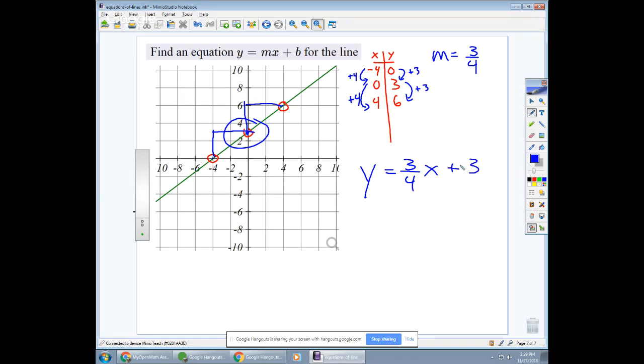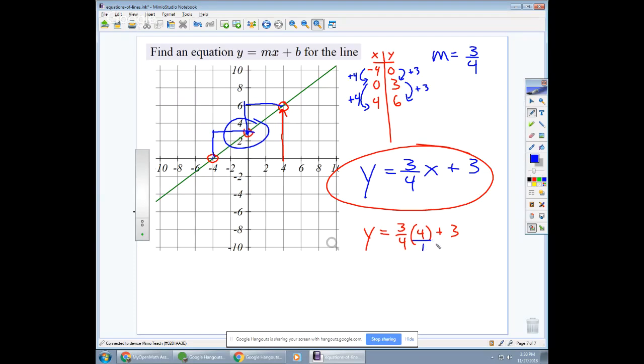Check, sure. We could check by plugging in some points, like, for example, this point right here would be one I could plug in, 4, 6. So if I plug in 4, what happens? So I think this is the answer. Double check, y equals 3/4 times 4. So we plug into the equation.